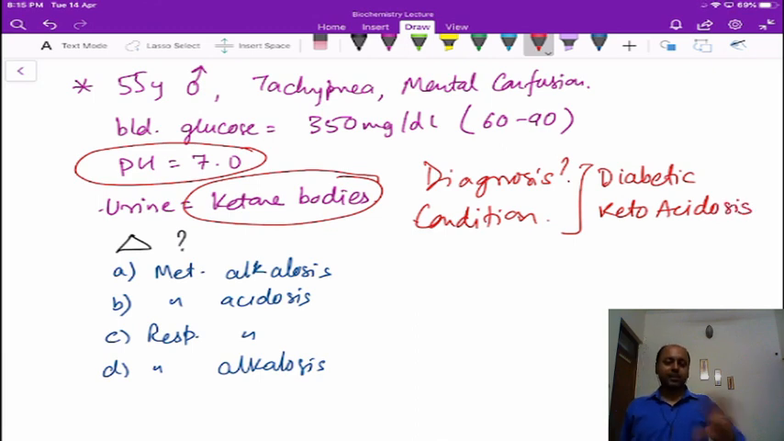So like that, there can be certain scenarios where there is excess production of acid in the body, and in those cases there can be derangement in the anion gap. Very good. Kalp has given the answer: diabetic ketoacidosis with metabolic acidosis. Very good.